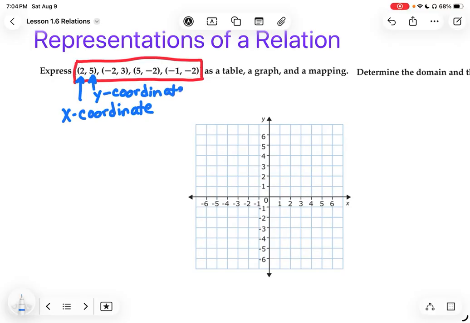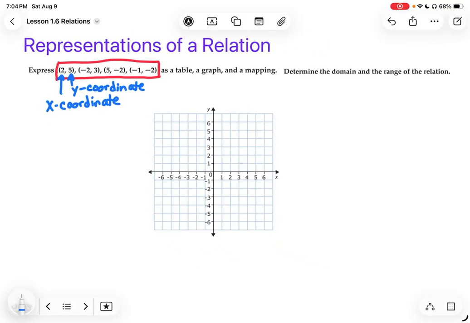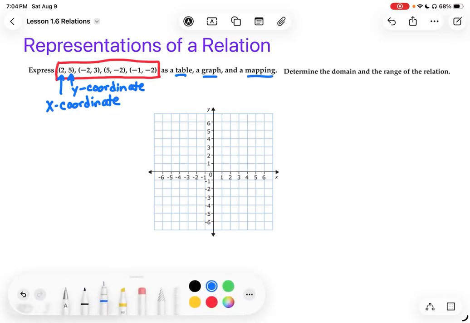And so what we're going to do is take this relation, and a relation, again, is just a set of ordered pairs. We're going to take this relation and represent it in three different ways. We're going to represent it as a table, a graph, and a mapping. So let's start with the table.